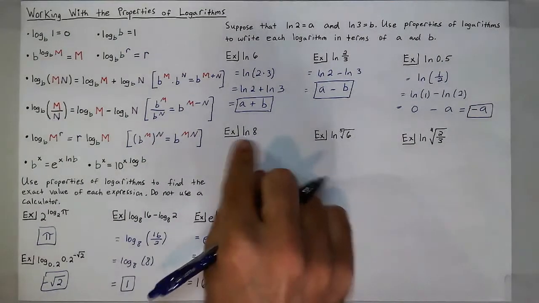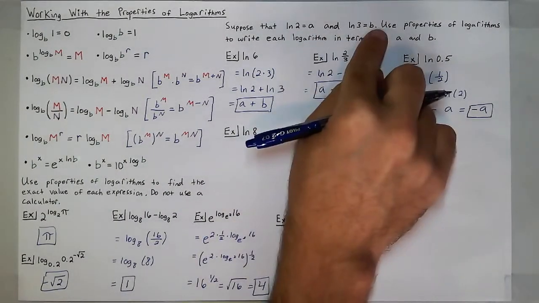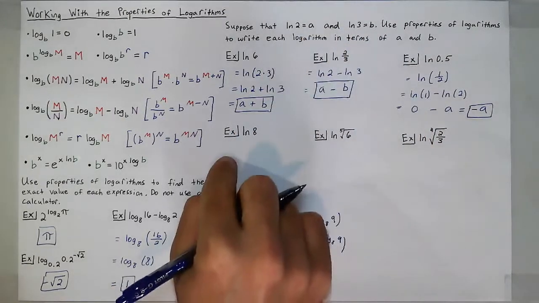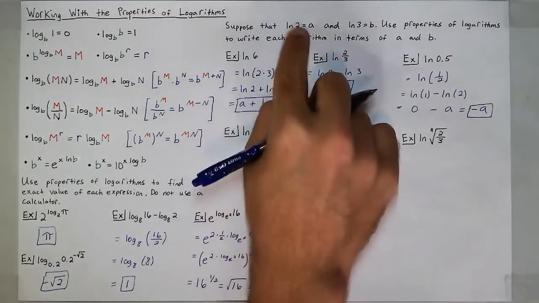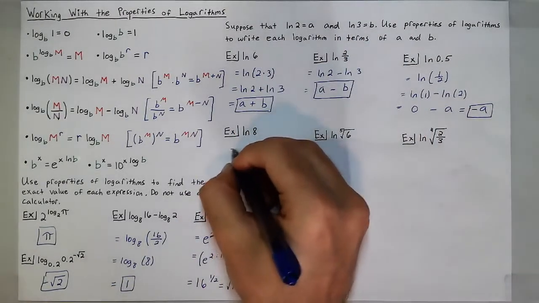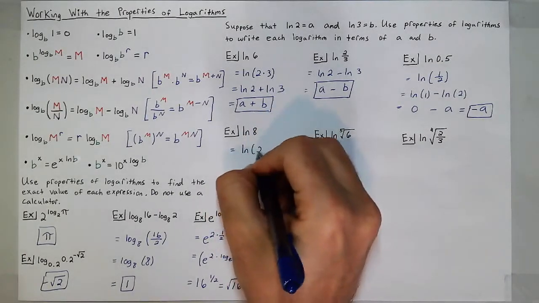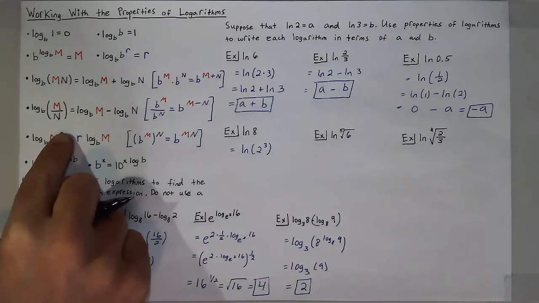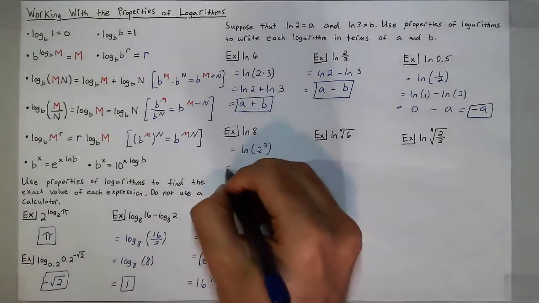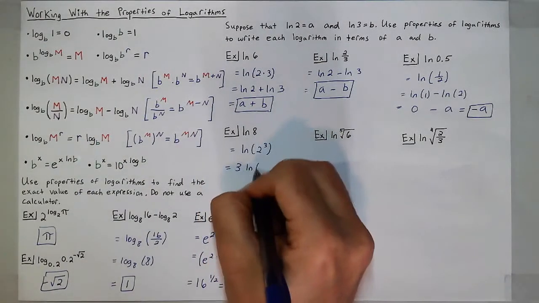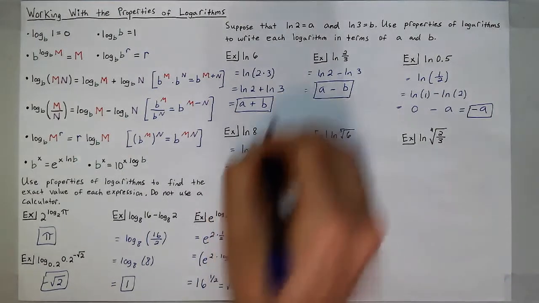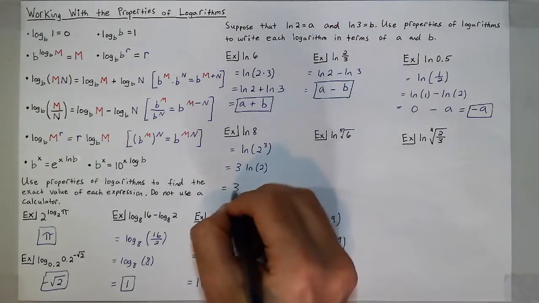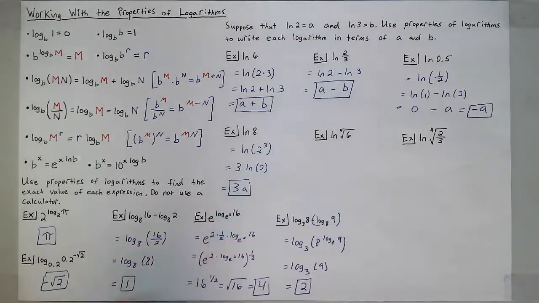Now natural log of 8, there's no 2 times 3 or 3 divided by 2 that will give me 8, but 8 is 2 to the third power. So I can rewrite this as natural log of 2 to the third power, then use this property down here with the exponent and move it out in front of the log to give me 3 natural log of 2, which natural log of 2 is a, so I just get 3a for my expression.